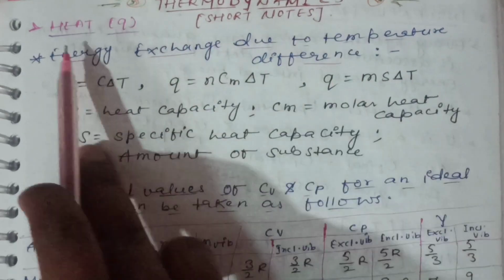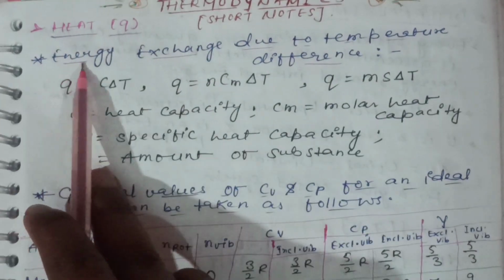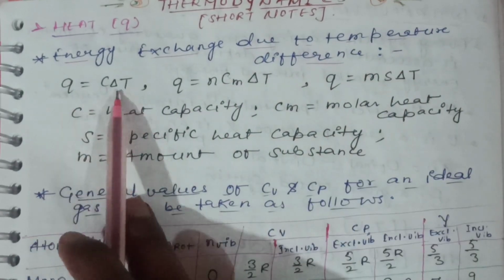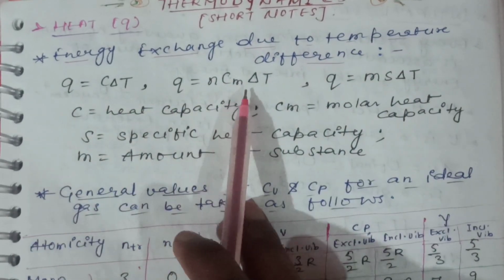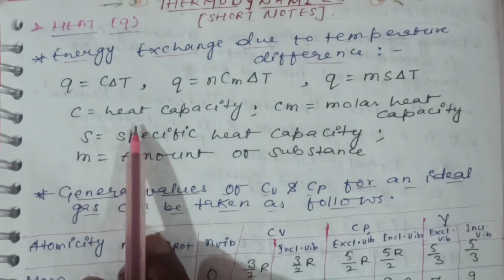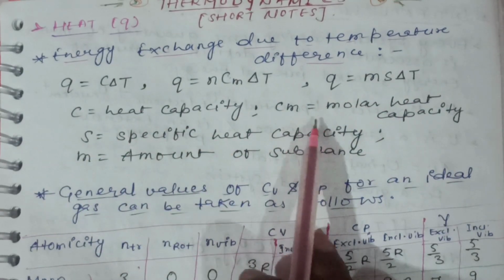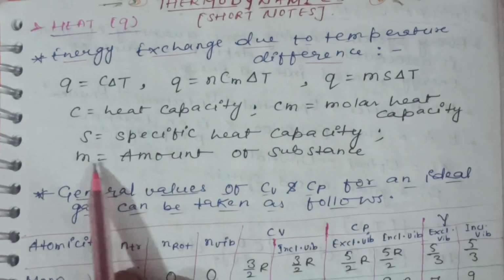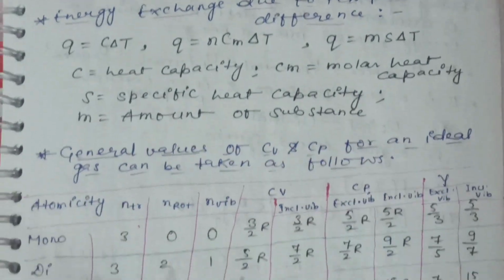Thermodynamics short notes: heat Q, energy exchange due to the temperature difference. Q = C ΔT, Q = n Cm ΔT, Q = m S ΔT. C is heat capacity, Cm is molar heat capacity, S is specific heat capacity, and n is the amount of substance.